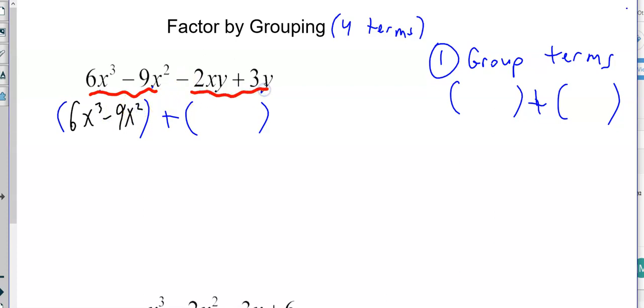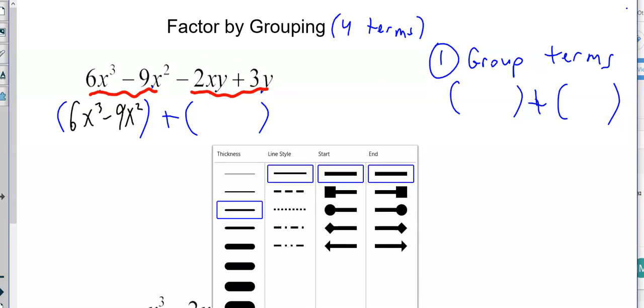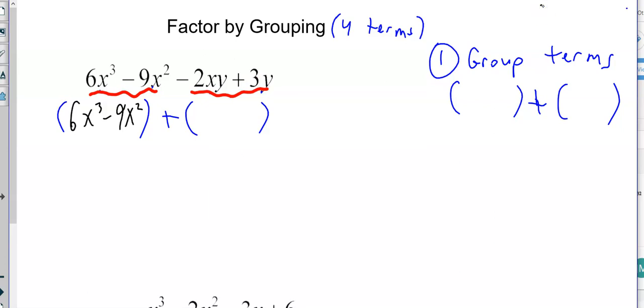Whatever is here as the second two terms becomes inside my second group. Again, do not change the sign. So this is a negative 2xy plus 3y. Be careful on that negative. That's where a lot of students will change the sign of something in there. I just rewrote those terms inside of that second parentheses.